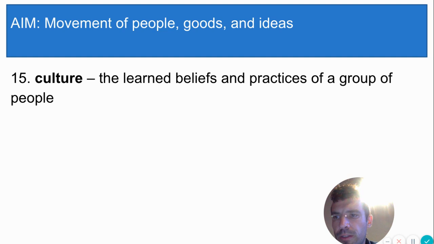Remember how we talked about the idea of place, those characteristics that make a certain location unique? Culture is a big part of place because different groups in different parts of the world have different beliefs and practices. Their cultures are different.